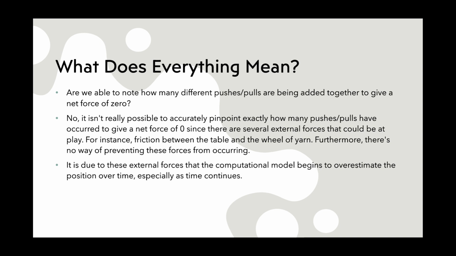Because we know that to give a net force of 0, there are likely several external forces that could be at play. For instance, friction between the table and the wheel of yarn. Furthermore, there's no way of preventing these forces from occurring. It is due to these external forces that the computational model begins to overestimate the position over time, especially as time continues.